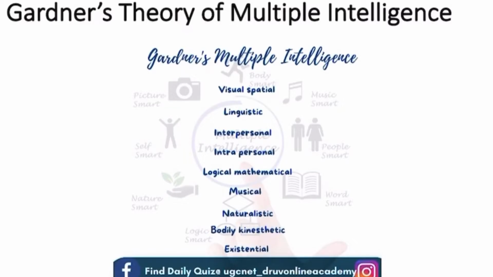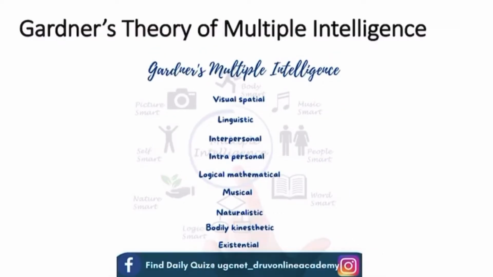Okay, the last type is existential intelligence. This is related to the spiritual inclination of an individual who thinks a lot and tries to find meaning about life, birth, death, and the reason behind everything. That is this kind of intelligence, and philosophy is one of the major fields that is related to existential intelligence.